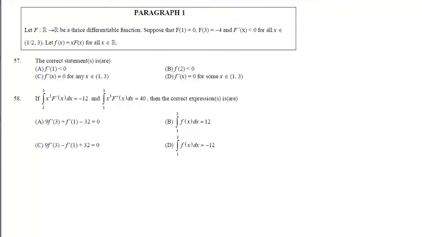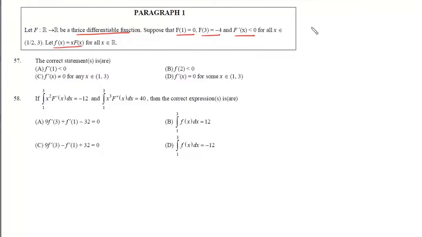Now here the question is, let f from R to R be a thrice differentiable function such that F(1) is 0, F(3) is -4, and F'(x) is less than 0, and let f(x) = x F(x). Then which of the following statements are correct?